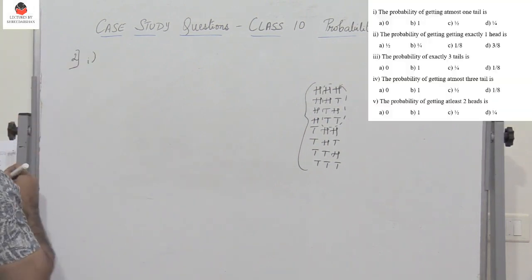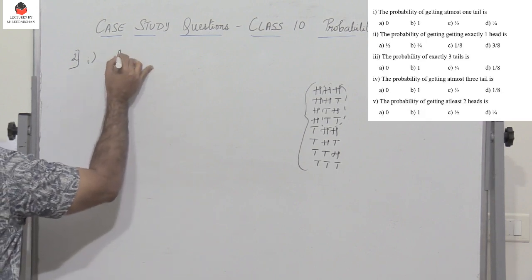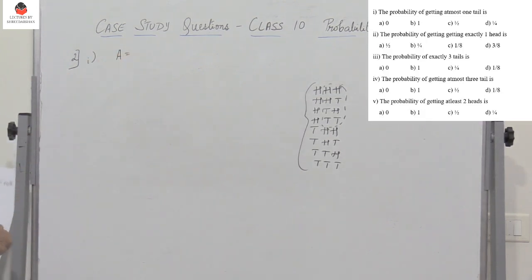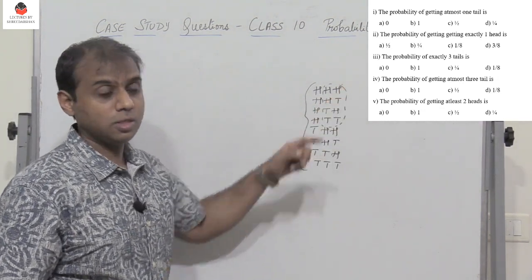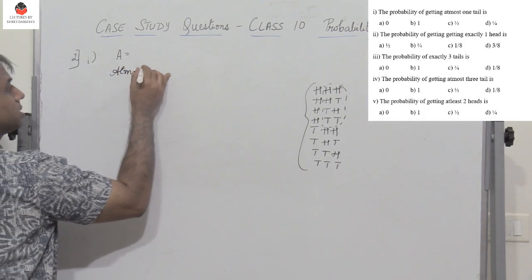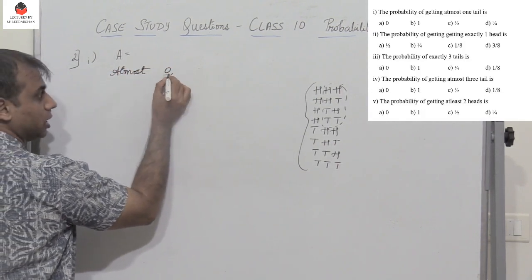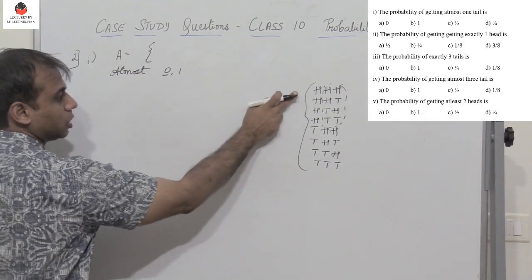So the first question, what is the probability of getting at most one tail? So at most one tail means a maximum of one tail or 0. So the meaning of at most is it can be either 0 tails or 1 tail. So what are the outcomes?